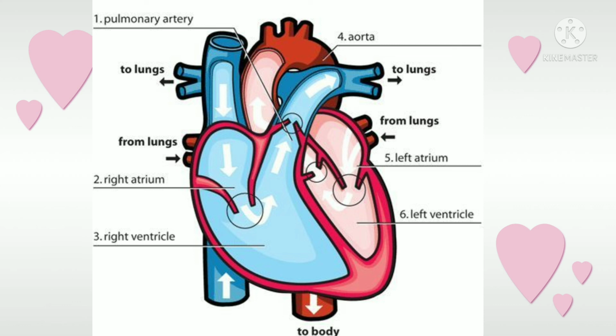The circulatory system is a good example of how body systems interact with each other to keep the body alive. Each organ of the system works together to circulate blood throughout the body.